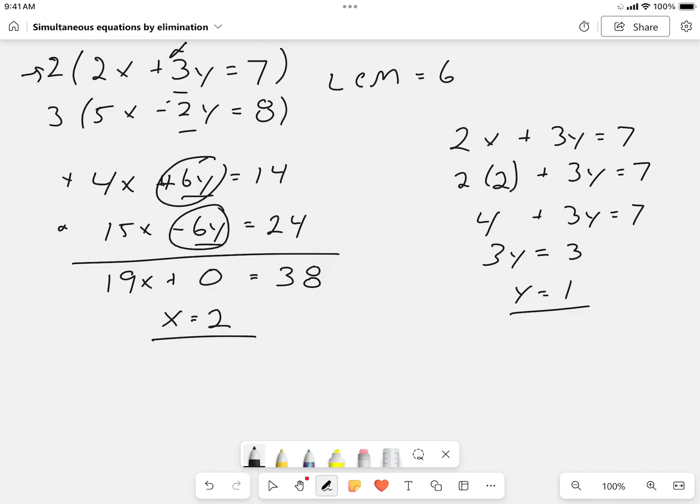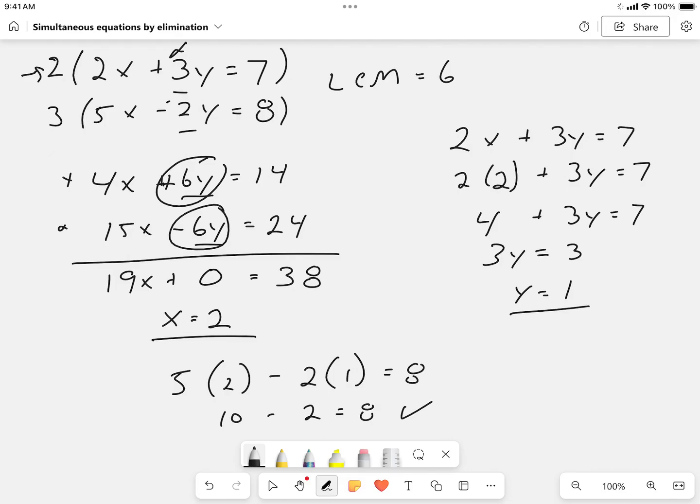So the first equation, I'm going to plug in the x value, which is 2, minus 2 times the y value, which is 1, equals 8. So that gives me 10 minus 2 equals 8, and that checks. That's one thing you can always do with simultaneous equations to make sure that it works properly.